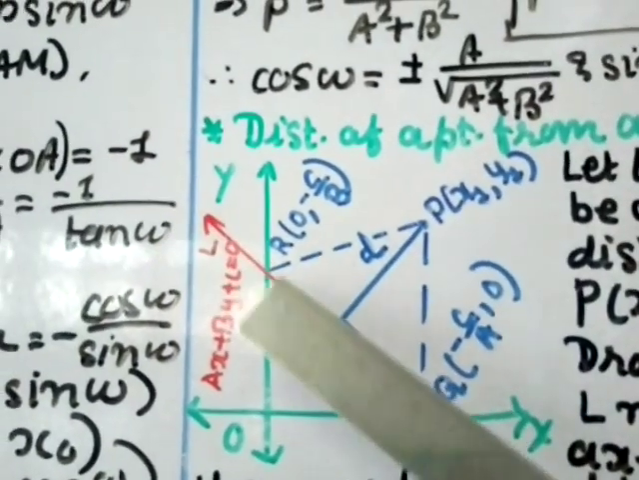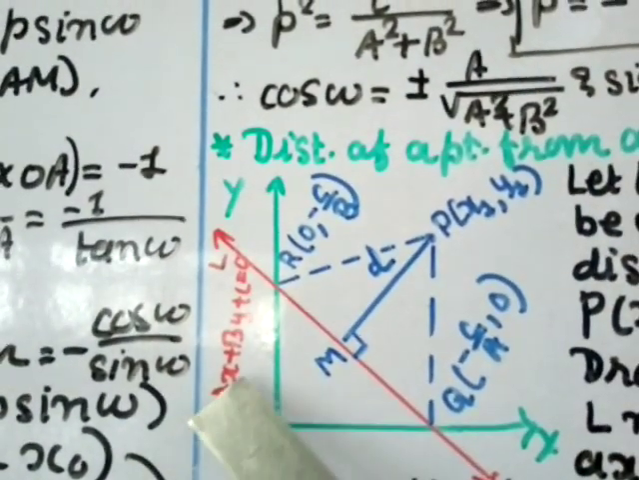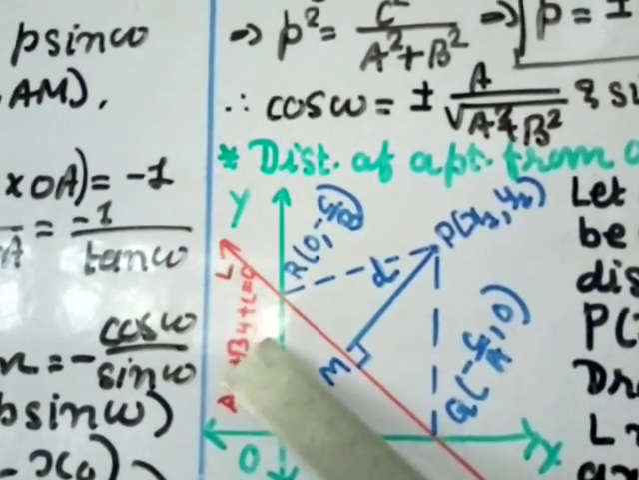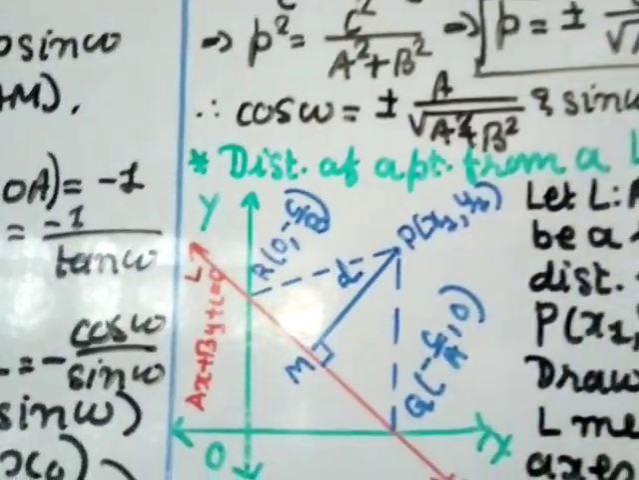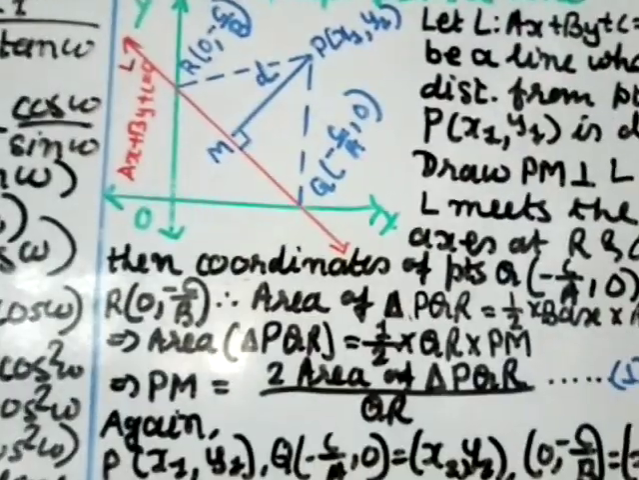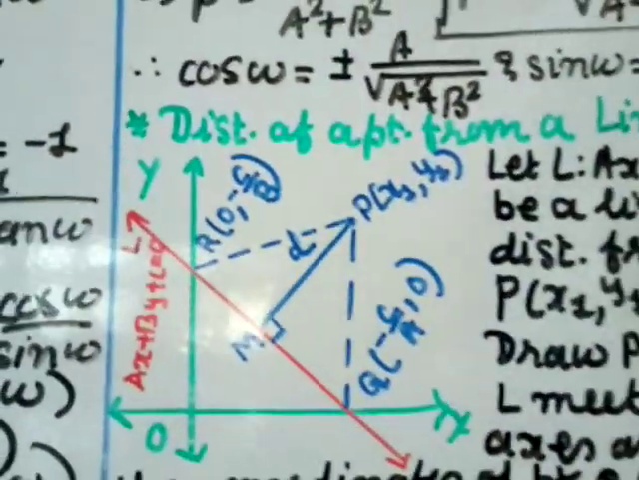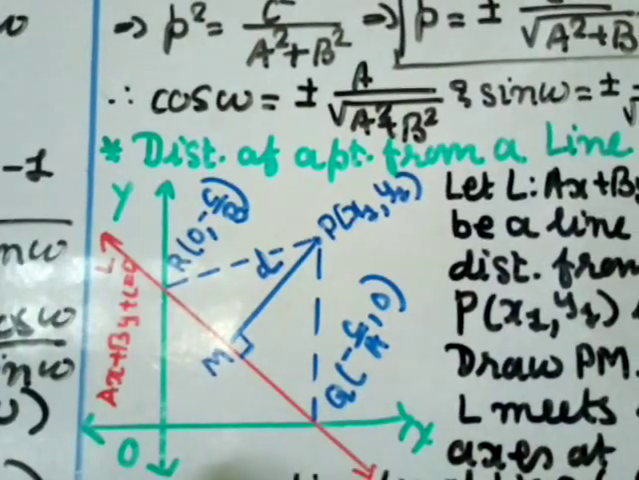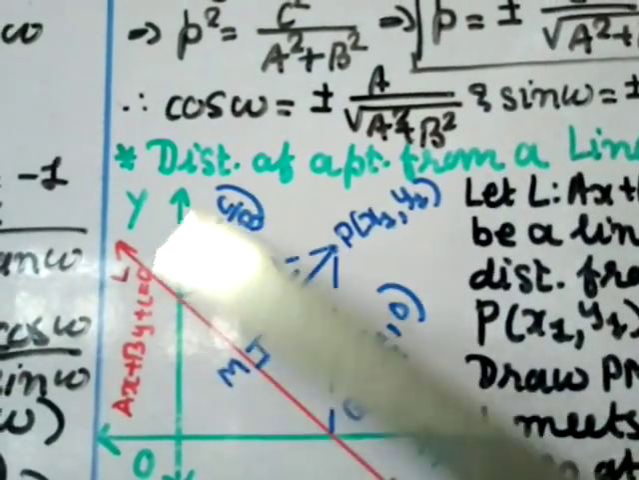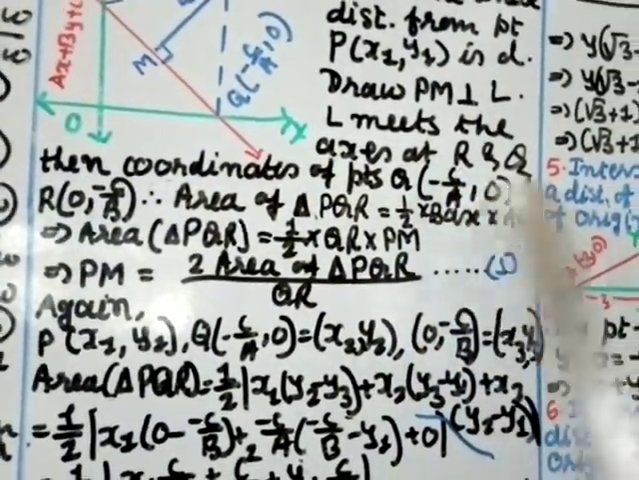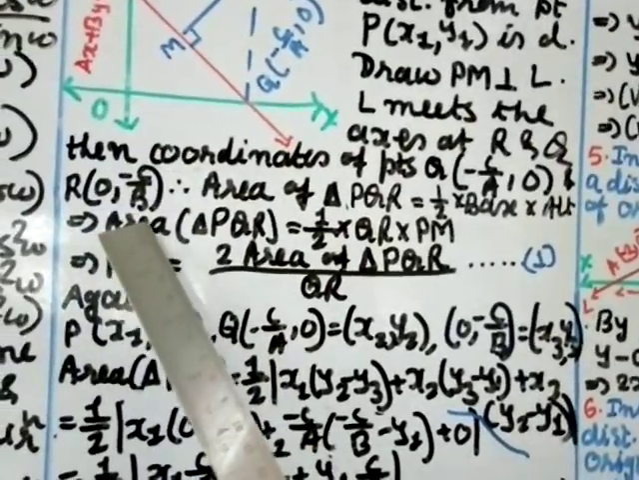And this line L, when it meets the y-axis, the x coordinate is 0. So I put x value 0. When you put 0 here, the y coordinate will be minus c by b. Okay, that is the coordinate of the points Q and R. I am just writing here directly, but I told you how to get it. When you put y equal to 0, you get the point on the x-axis. When you put x equal to 0, you get the point on the y-axis. Then the coordinates of points Q are (minus c by a, 0) and R are (0, minus c by b).